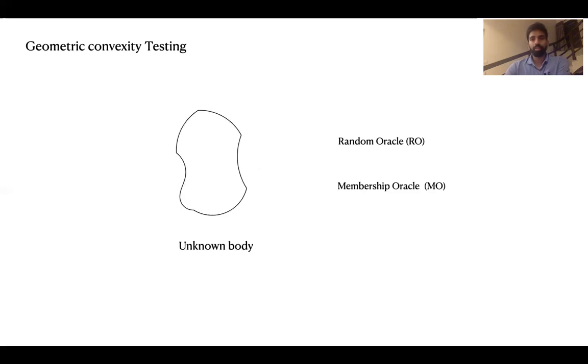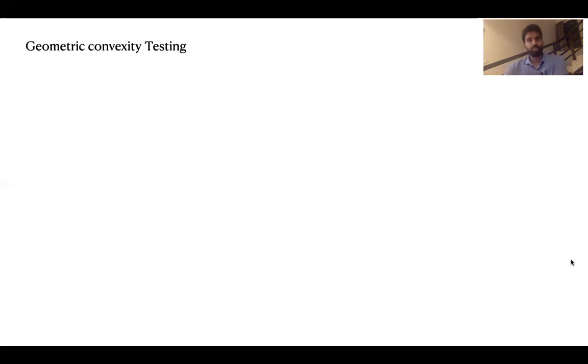You're given the body and you're given access to two oracles for the body. So you don't know the body, you're just given these two oracles. The first oracle is the random oracle, which when you query, gives you a point from the body uniformly at random. And then there's the membership oracle, which when you query at a point, tells you if the point belongs to the body or not. That's how you can access the body. And with these, can we answer the previous question? How efficiently can we tell if the body is convex or not?